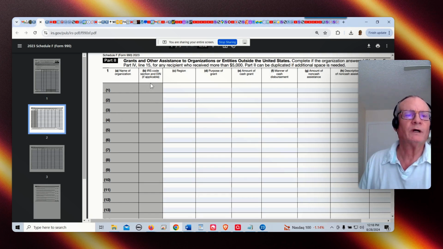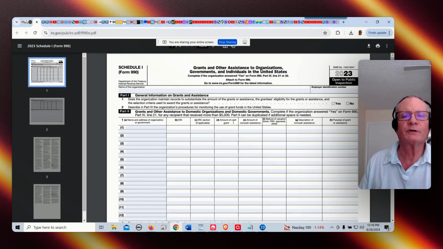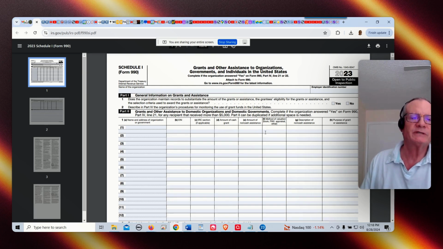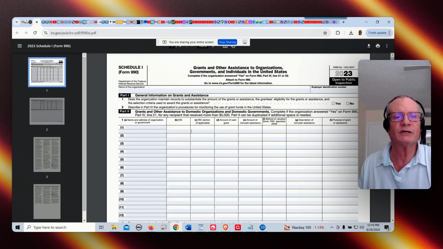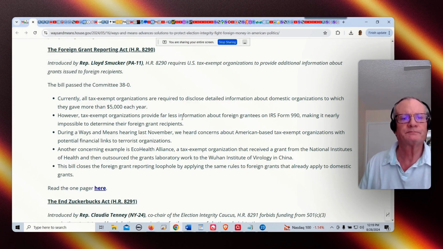So this is essentially what this bill wants to happen. It wants these columns to have to be filled in. All right. And if we have a look at the Schedule I, that's where grants to domestic organizations, U.S. organizations, are reported. And you can see you've got to put the name and address and the employer ID number and the code section under which it's exempt, in addition to all the other information. So essentially, they're saying, hey, it's not fair that you have to report all this detail for domestic grant recipients, but not for foreigners. So they want to change that. Okay.